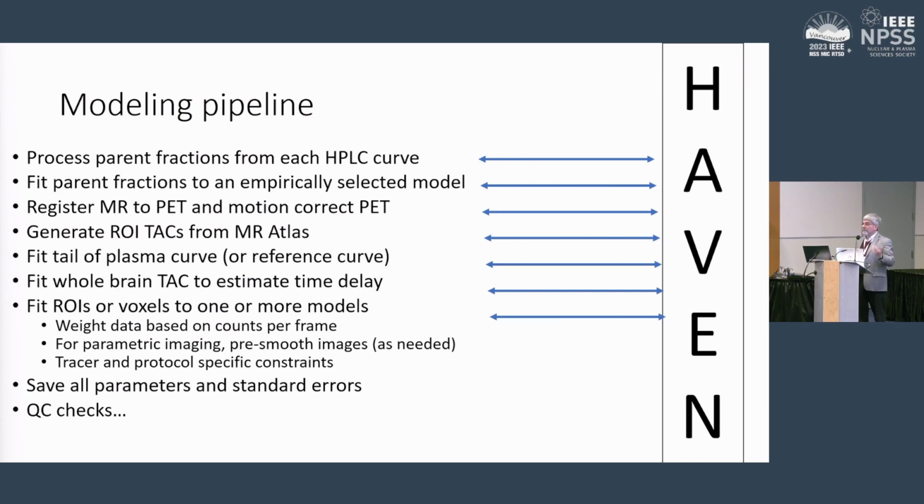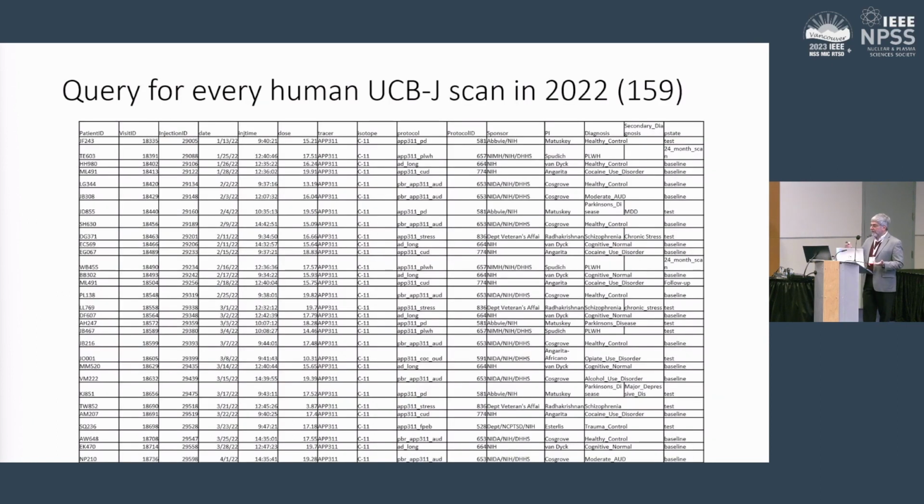All right, so let me just show you a few things that we can do just to get a feel of the level of detail that is there that has helped us to be able to handle all these particular cases. So I did a query there to say, show me every human UCBJ scan in 2022. This goes off the bottom of the screen. And we get everything from a patient ID that's anonymized, unique IDs for the injections, the injection time, the injection dose, what protocol, that's a code for that, who's the PI, what's the state of the subject, et cetera. All that's available at our fingertips.